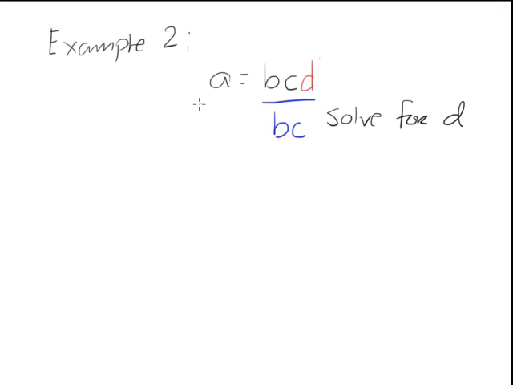What you do to one side, you must do to the other side. So I'm going to divide by BC here. This cancels out the BC on my right hand side, and what I'm left with is just D on the right hand side, and then A over BC, and that's the answer.